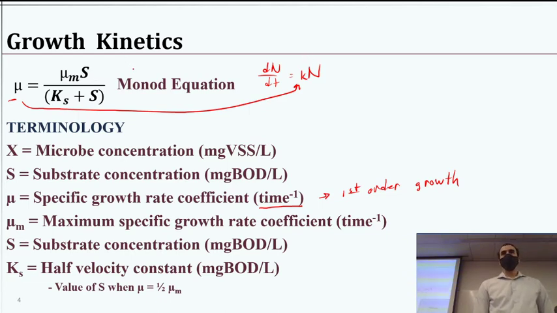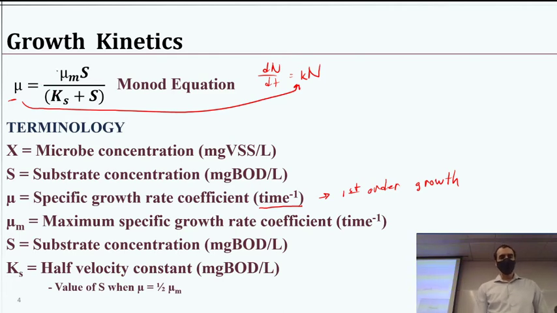So to understand this rate coefficient, we have this equation, and we're going to break this down and try to understand what each of these pieces are, make some sense of them, so that we can understand why this makes sense. So we define this growth coefficient, and it's called specific because it's specific to how much food we've got and the conditions. Really, it's how much food we have.